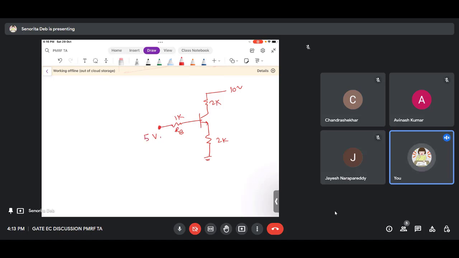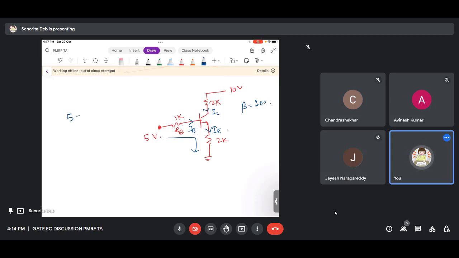So what will you do for region of operation and all those stuff? Suppose they have asked you to find IC and everything. What will you do? You will take IB here, IC here, and this is IB plus IC or IE, right? Now beta is also given, say 100. So what I have written in the steps is, first I will put a loop here.